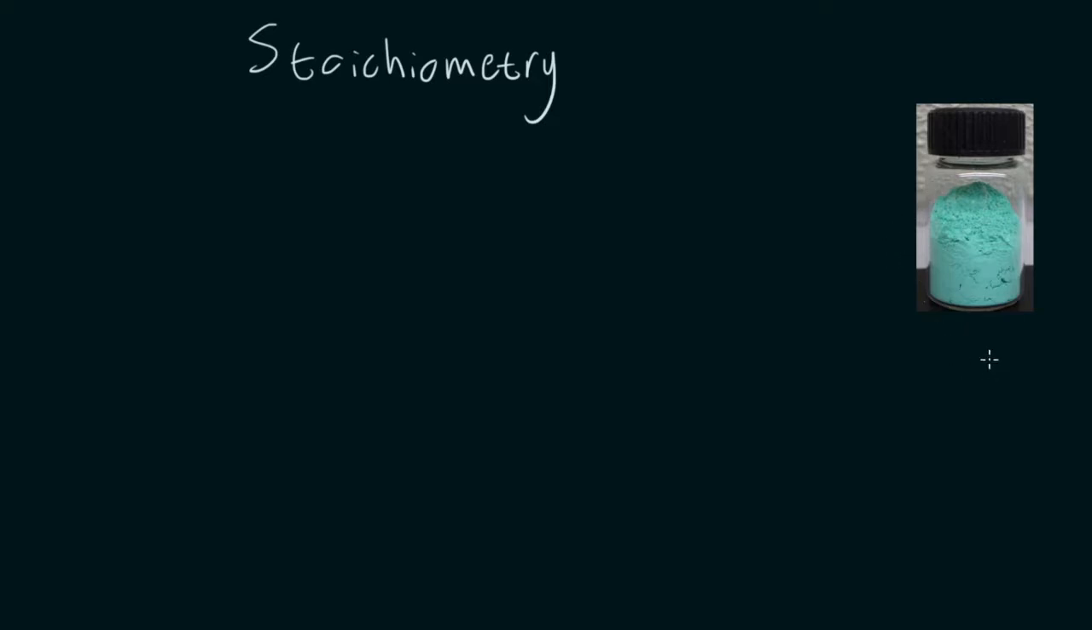I have here a picture of some copper carbonate. This is a very common substance used in paints and coloring because it's insoluble in water. The water's not gonna wash it away, and it has this nice aquamarine color. It's pretty simple to make.